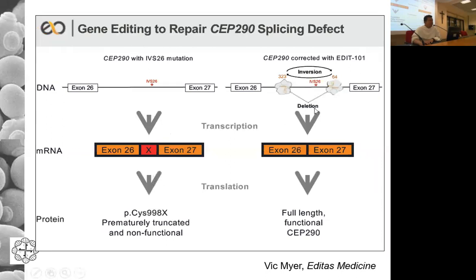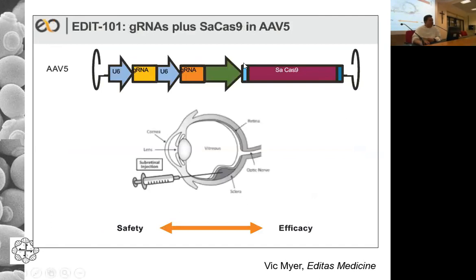So what the company would like to do is use CRISPR to remove this defect so that you can correct the splicing and get normal CEP290. And that is their goal, to correct CEP290. This is the CRISPR machine. It is put into a virus, an adeno-associated virus, and it is injected into the retina of the eye. Remember, you only need to correct 10% of the photoreceptors in order to preserve sight.